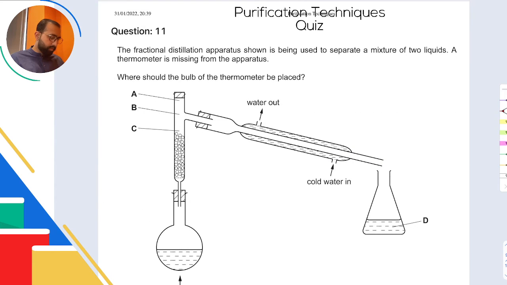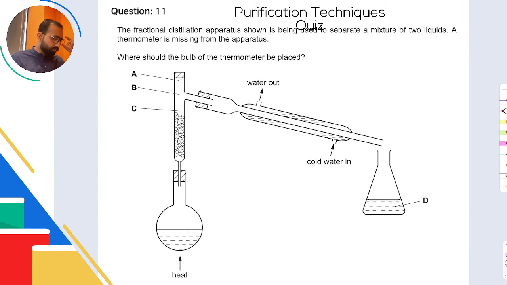Question number 11, pretty simple question. I've seen this before. The fractional distillation apparatus shown is being used to separate a mixture of two liquids. A thermometer is missing from the apparatus. Where should the bulb of the thermometer be placed? Wherever we want the liquid to go out.